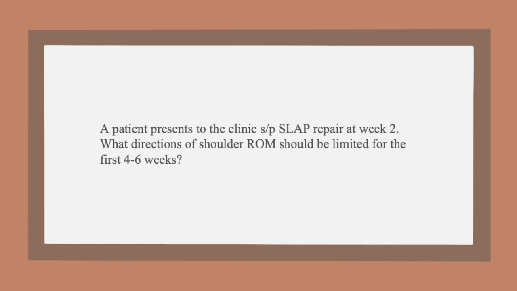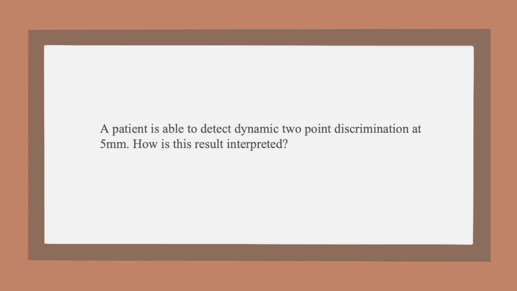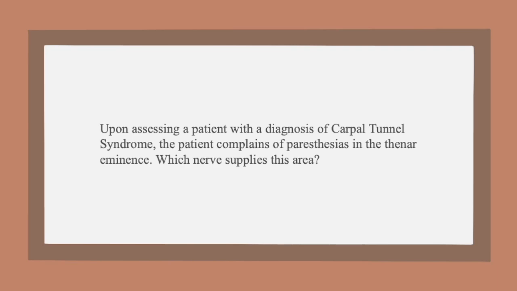A patient presents to the clinic status post SLAP repair at week 2. What directions of shoulder ROM should be limited for the first 4 to 6 weeks? A patient is able to detect dynamic 2-point discrimination at 5 millimeters. How is this result interpreted? Upon assessing a patient with a diagnosis of carpal tunnel syndrome, the patient complains of paresthesias in the thenar eminence. Which nerve supplies this area?